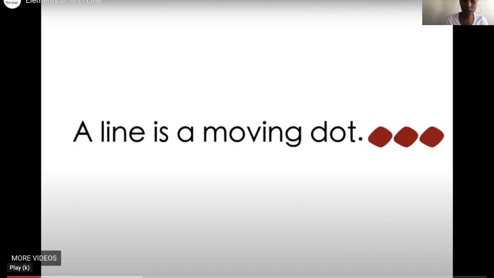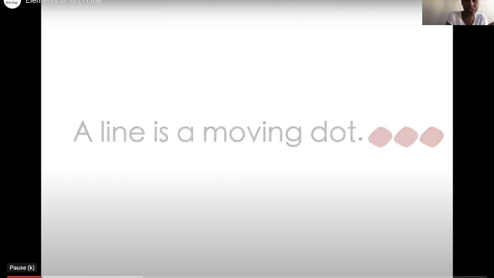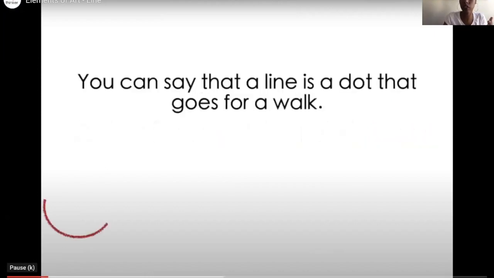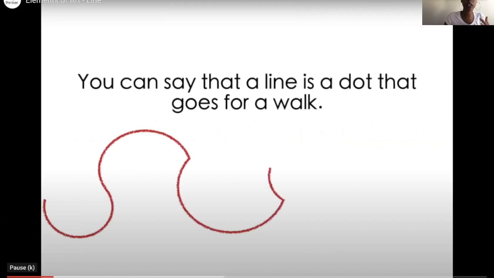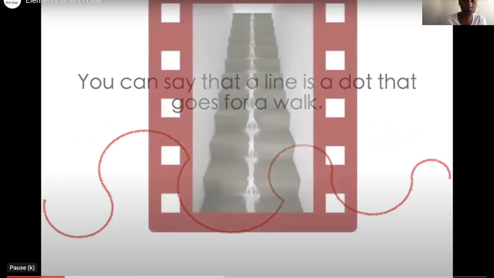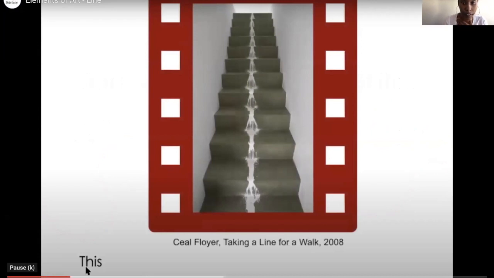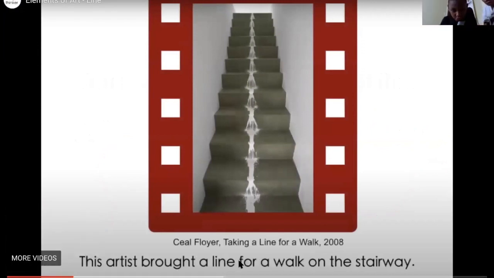Okay, so it says, what is a line? A line is a moving dot. So basically, we always start with the dot and we create lines, and we take that dot for a walk. Okay, so here's a picture of a staircase, and this artist brought a line for a walk on the stairway. So that's interesting. I like that.